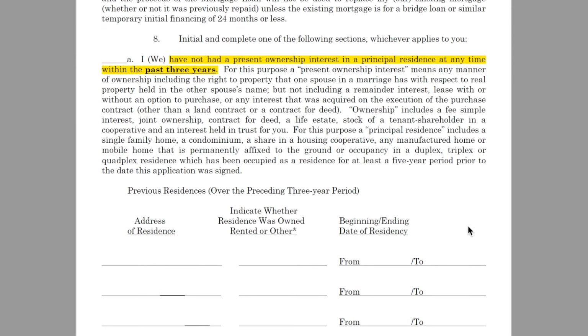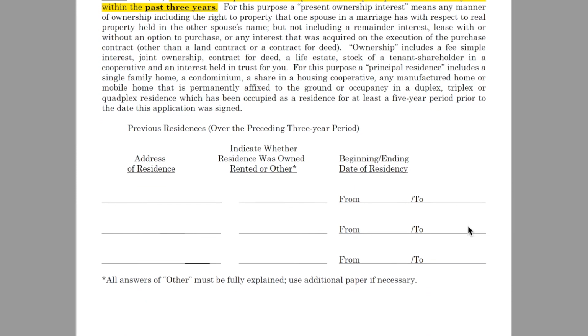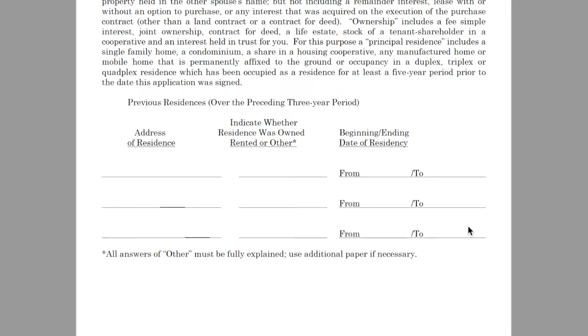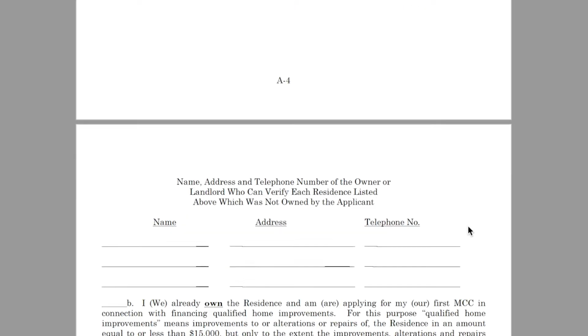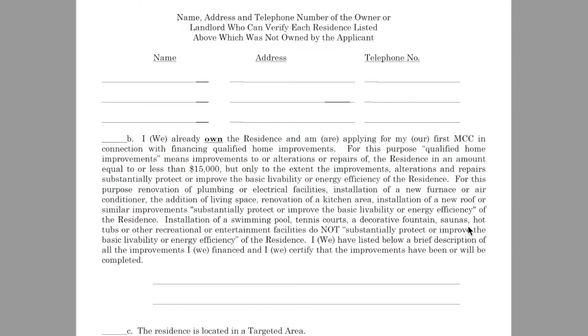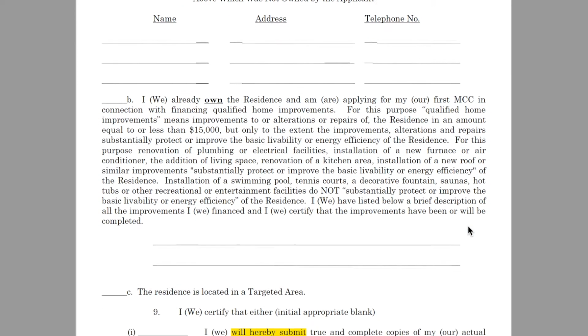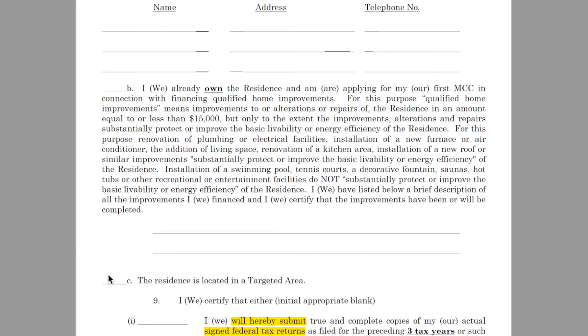Now, if you didn't initial next to A, that is, you are a homeowner or have been a homeowner in the past 3 years, then you are either a veteran or you're purchasing in a targeted area. If you're purchasing in a targeted area, you will initial here next to C. If you're a veteran, you will need an additional form from us. Please give us a call and let us know, and we will supply that form to you. That's your veteran's affidavit.